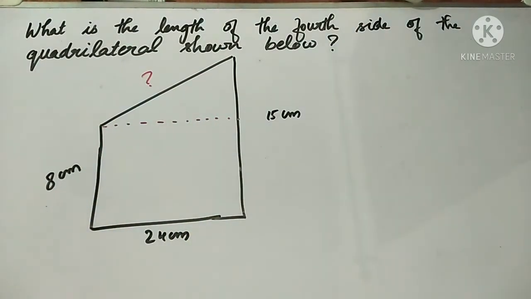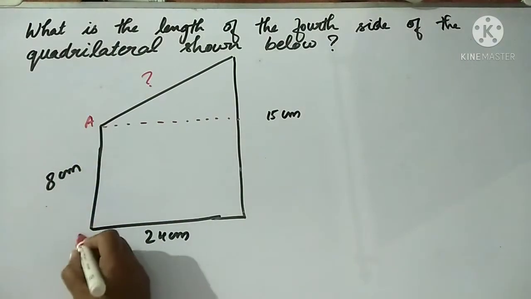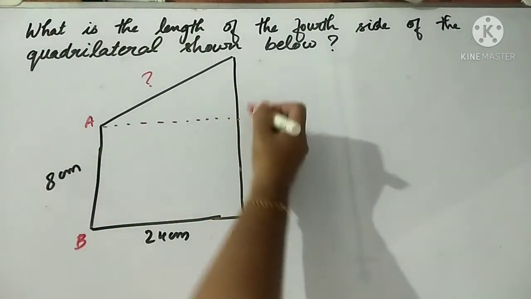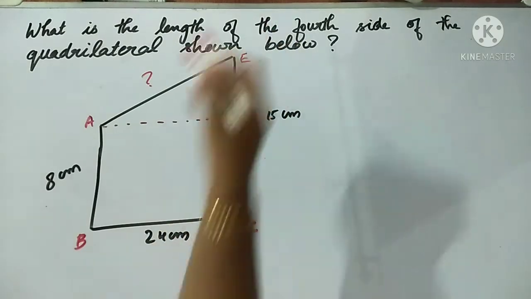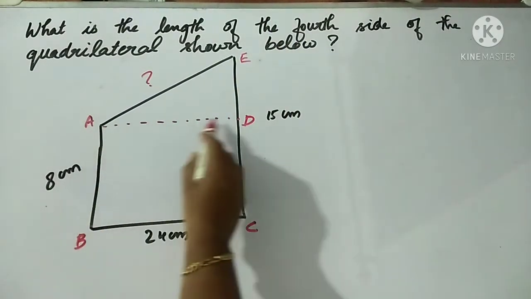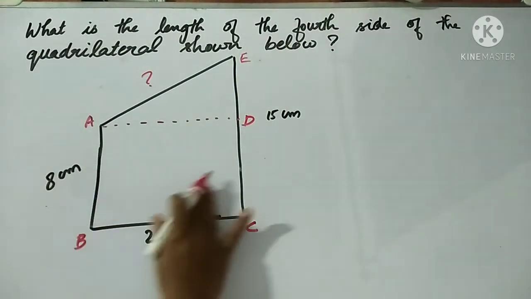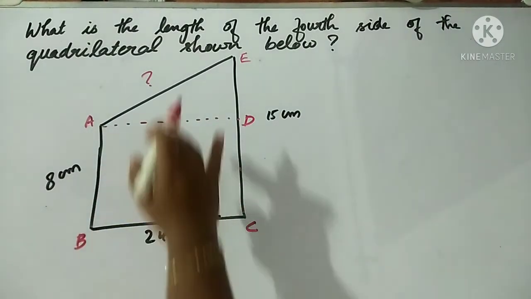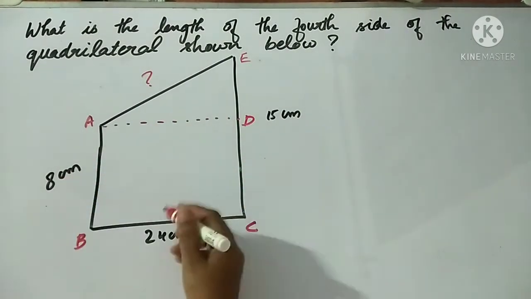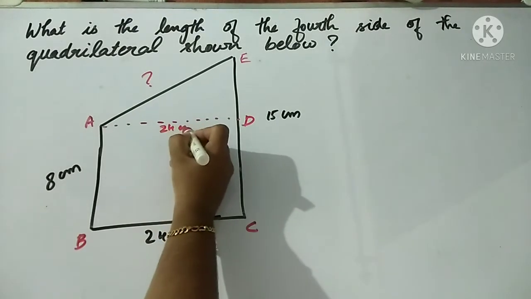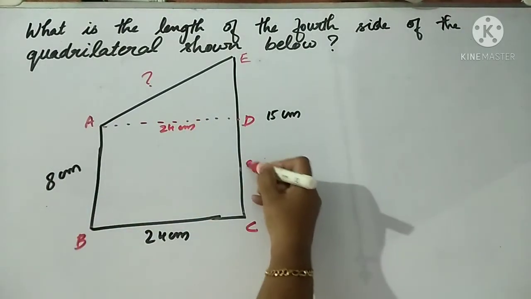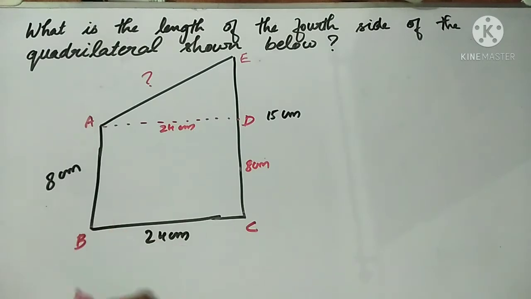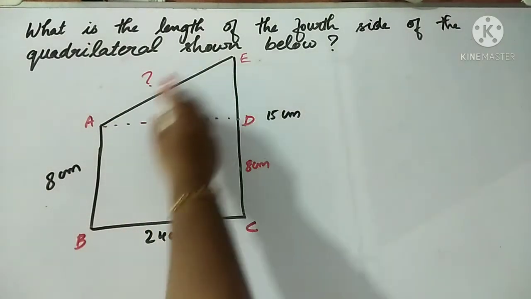Let us name this figure A, B, C, D and E. When we draw a line here, we get a rectangle here. For a rectangle, we know that opposite sides are equal. So this is 24 centimeter and this is 8 centimeter. We have to find what is the length of this.